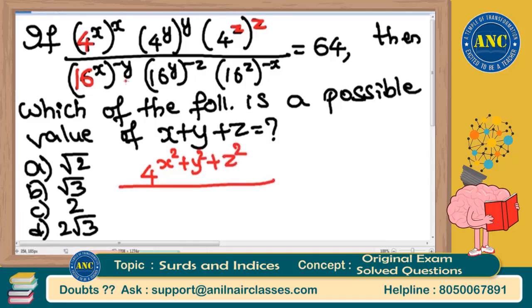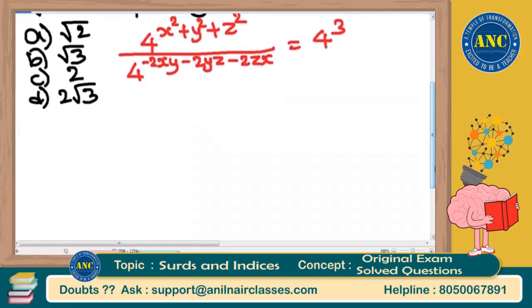Here it is 4 square to the power of x power y. It is 4 power minus 2xy, 4 power minus 2yz, 4 power minus 2zx, right? Right hand side is nothing but 4 power 3. 64 is 4 power 3.